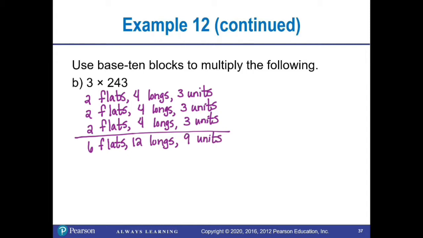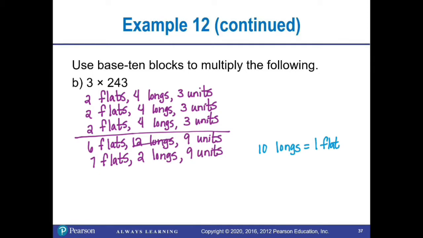Remember, 10 longs make a flat. So I need to exchange 10 longs for a flat. That gives me 7 flats, and I have 2 longs left. Bring down your 9 units. The flats represent our hundreds place, the long represents the tens place, and the units represents the ones place. So our answer is 729.